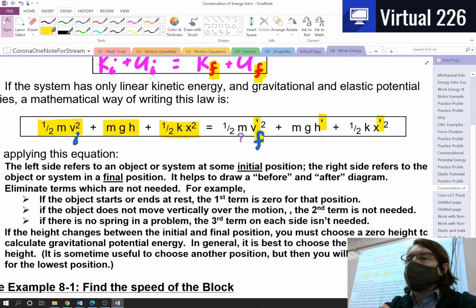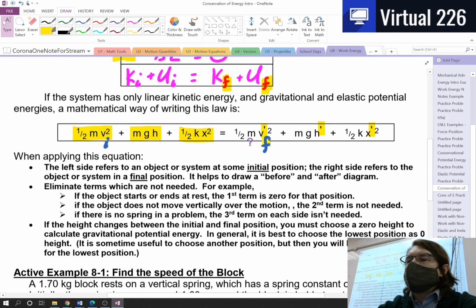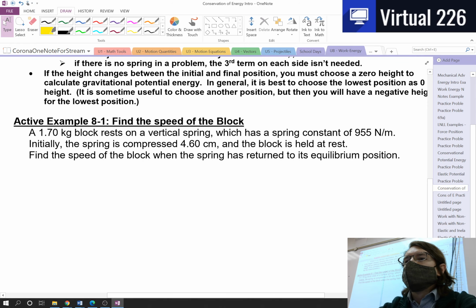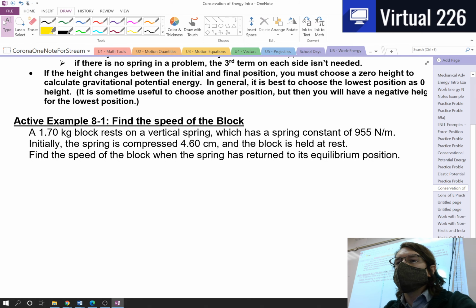Okay, so let's take a look at how we can apply this conservation of mechanical energy equation, this big long one right here in the center of that sheet, to a problem. In our example here, we're looking for the speed of a block. We have a 1.7 kilogram block, so that's our mass, and it's at rest on a vertical spring, which has some spring constant, 955 newtons per meter. Initially, the spring is compressed 4.6 centimeters, so that's 0.046 meters, and the block's held at rest.